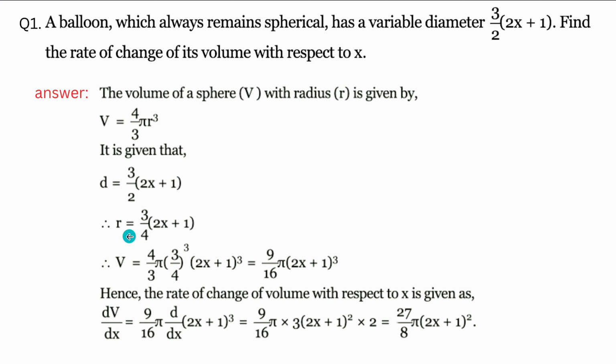And we know that radius is equal to diameter divided by 2. So therefore we can write the radius as 3 by 4 (2x plus 1). Now substituting the value of radius, that is r, in this formula of the volume, you will get this expression, 9 by 16 pi (2x plus 1) whole cube. Now we just need to find the rate of change of volume with respect to x. So we differentiate V, that is volume, with respect to x. And when we differentiate that, we get this as our answer, which is 27 by 8 pi (2x plus 1) whole square. This is our answer.